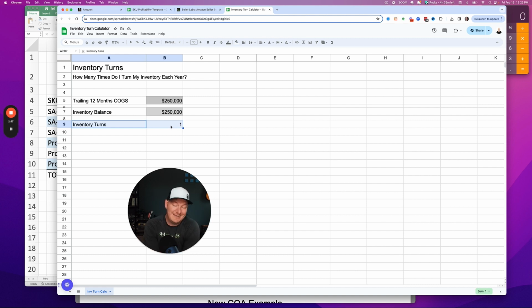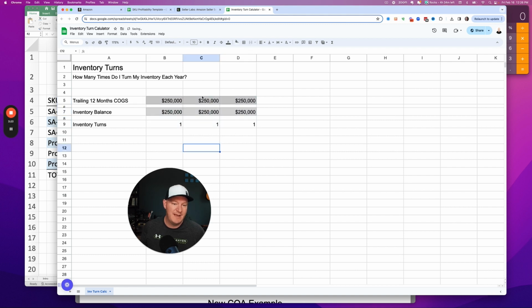In other words, like the example on the screen here, if I have sold through $250,000 worth of inventory in the form of COGS in the last year, and I have exactly $250,000 on my balance sheet as an inventory balance, I have sold through that inventory exactly once for the year. That would be pretty low, by the way. This would be an example that I wouldn't be super happy with as your CFO. My sincere hope is that you're selling a lot more than that.